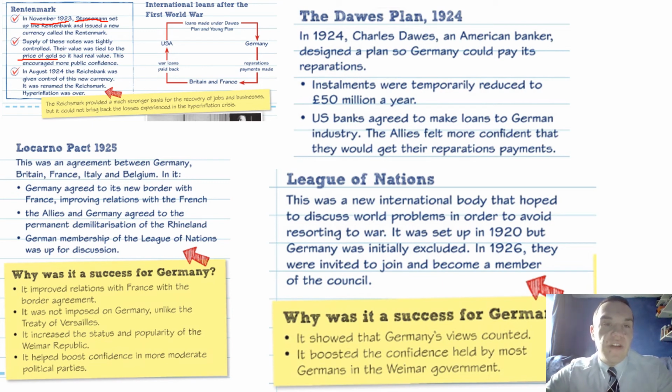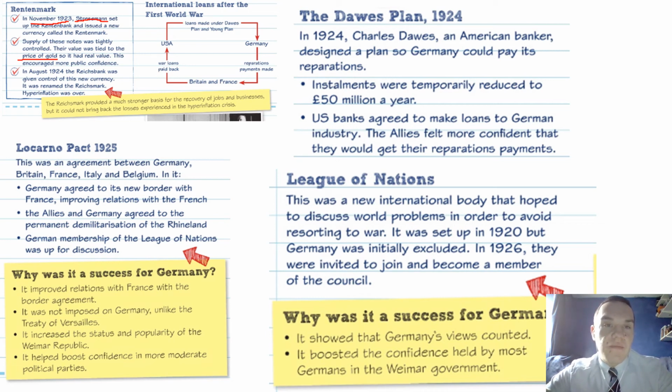In August 1924, the Reichsbank, so the Reich in German, Reich means government, so the government's bank was given control of this new currency, and they renamed it the Reichsmark, and hyperinflation was over. So what we can see here is Stresemann has introduced the Retten mark, and it's converted into the Reichsmark, and that has been able to stop the problem of hyperinflation.